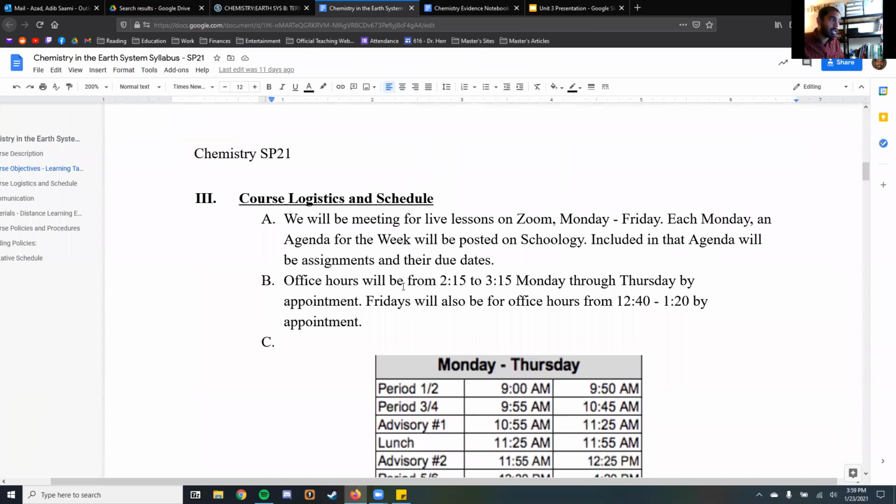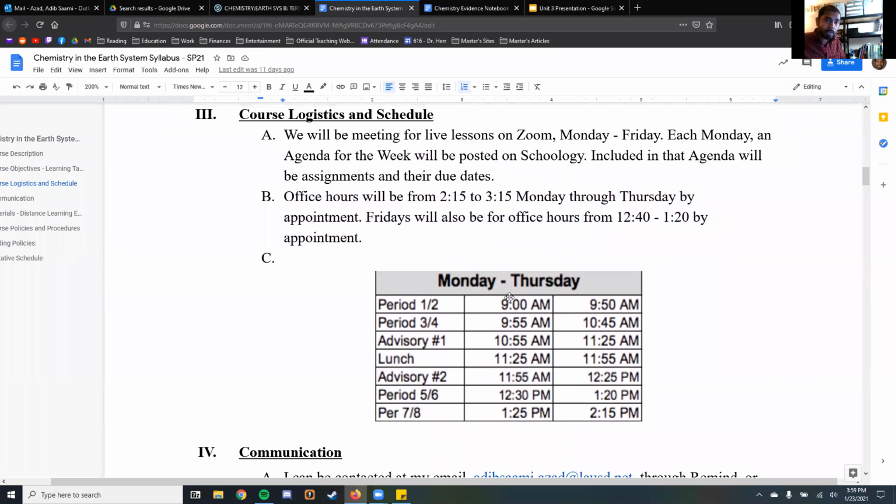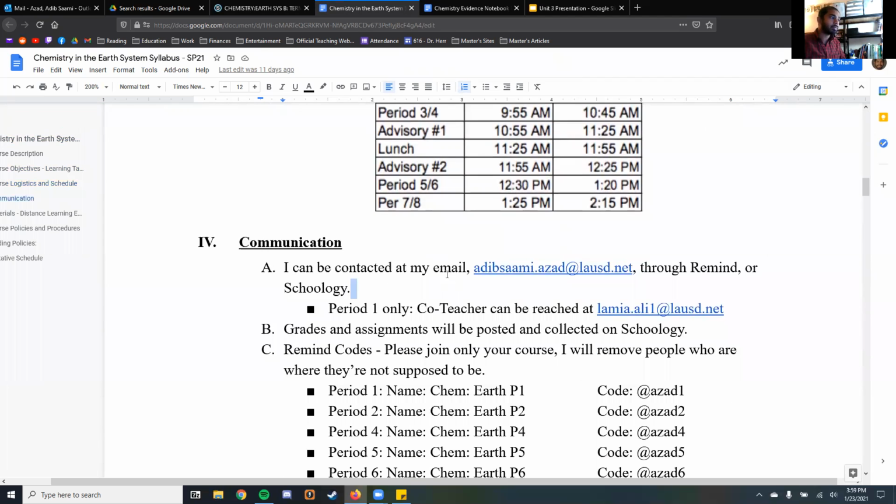Logistics really hasn't changed. One thing that did change is if you want office hours, if you want to meet up after class, just send me an appointment. It's too much of a hassle to just wait for students to pop in after 2:15. So if you want to meet up, we could do that. Just set an appointment. Just message me, here we have it, through email, Remind, or Schoology. Schoology is probably the best option to get in contact with me.